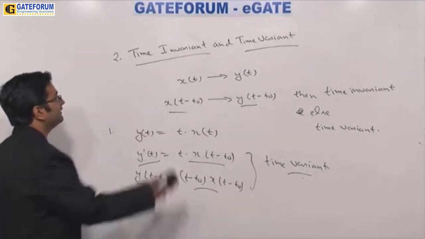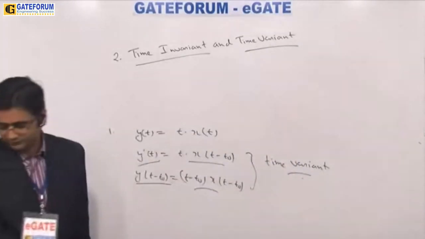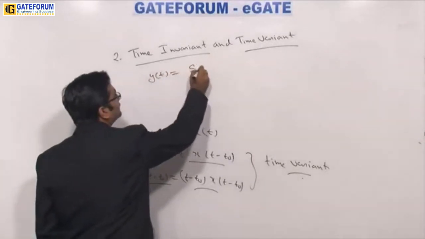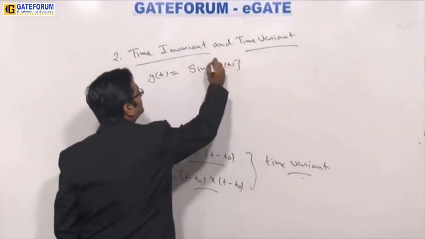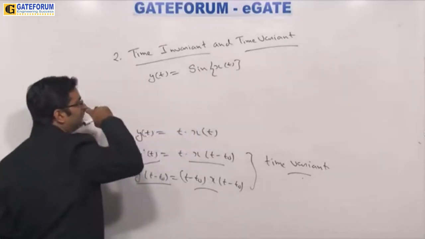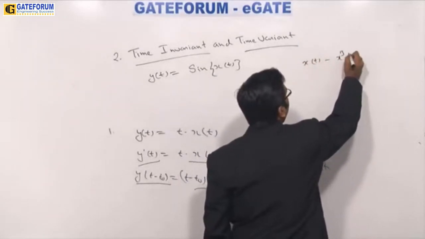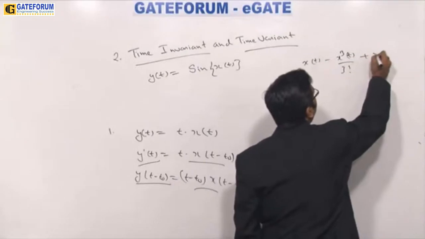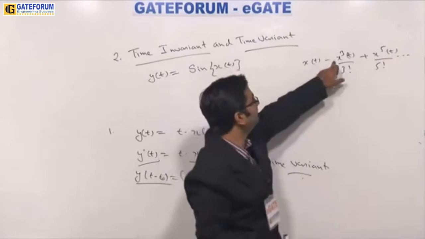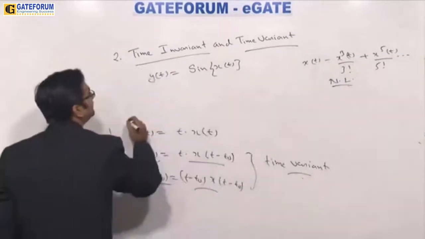Let's take another example to see whether it is time variant or time invariant. y(t) equals sin x(t). We have already seen this is a non-linear system. Why? Because I can expand it as x(t) minus x cube(t) by 3 factorial plus x to the fifth (t) by 5 factorial, and so on. Here the dependent variable is multiplied with itself, and that makes the system non-linear.